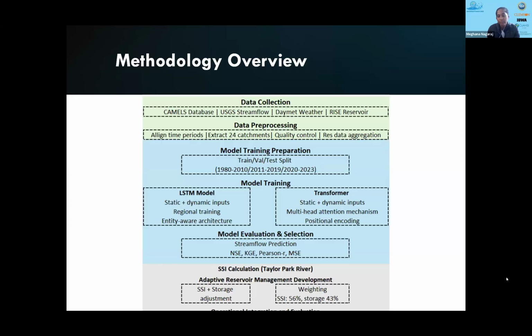We have considered two models in this study. That is the entity-aware LSTM model and the transformers. So then we do the model evaluation and selection based on some of the metrics like NSE, KGE, correlation, and MSE. Then we calculate the SSI from the predicted stream flow. Then we do the adaptive reservoir management development.